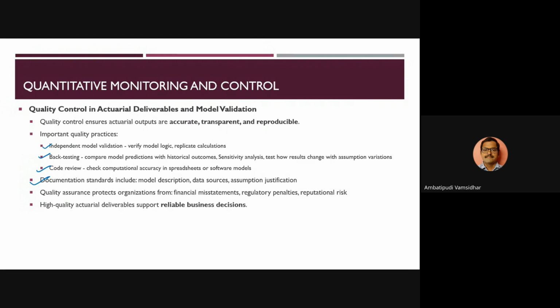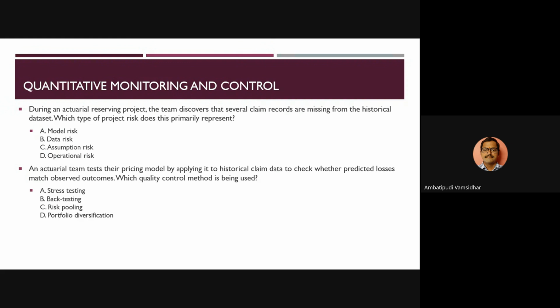All right. So we'll look at some of the typical concept checkers associated with quantitative monitoring and control. During an actuarial reserving project, the team discovers that several claim records are missing from the historical data set. Which type of project risk does this primarily represent?